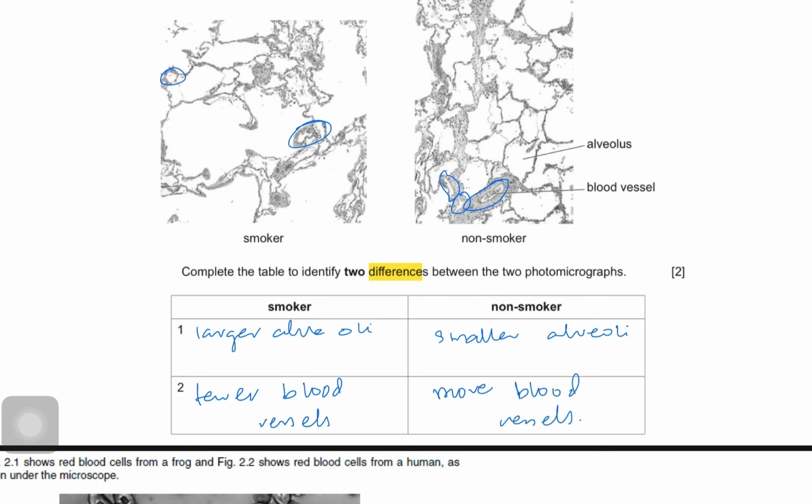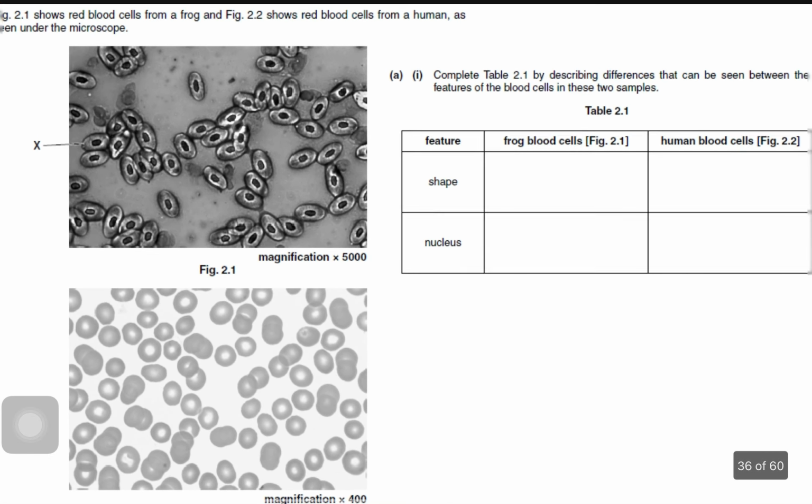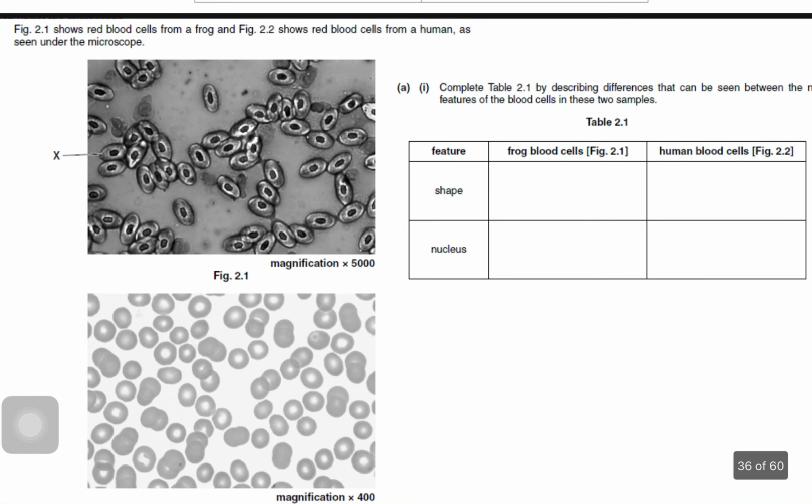So this one was indeed tricky. I have one more question for you guys. You can see figure 2.1 shows red blood cells from a frog, and figure 2.2 shows red blood cells from a human as seen under the microscope. You want to comment on shape first.